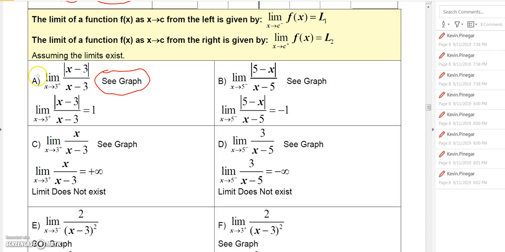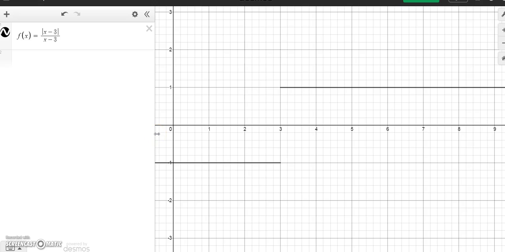Okay, so let me pull up the graph of this function, absolute value of x minus 3 over x minus 3, and I'll show you how I know that the limit as x approaches 3 from the right is 1. Okay, so here is the graph of this function, absolute value of x minus 3 divided by x minus 3. Notice, here's 3 right here. Okay, you see it? There's 3.